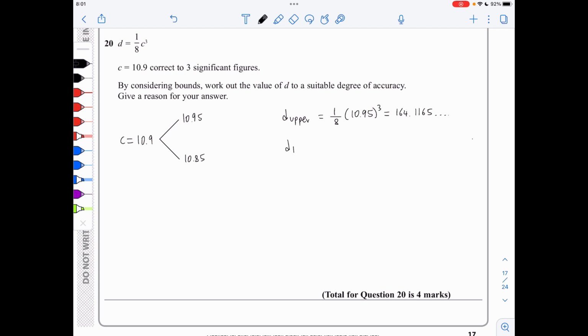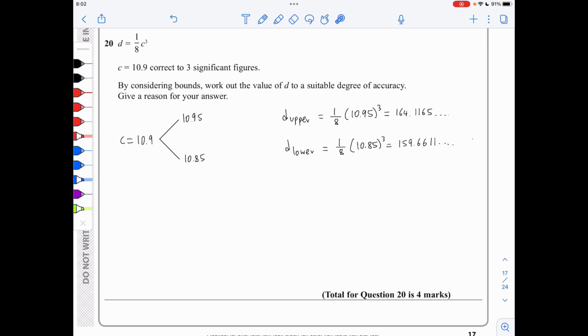164.1165... And the lower bound for d will be found by using the lower bound for c. So 1 over 8 times 10.85 cubed, which is 159.6611... Now looking at the upper and the lower bound, we know for sure that the true value of d is somewhere between 159.66 and 164.11, and we see that the upper and the lower bound agree to 160, correct to 2 significant figures, and therefore we simply say that since the upper and lower bounds agree to 2SF, d is 160 to 2 significant figures.